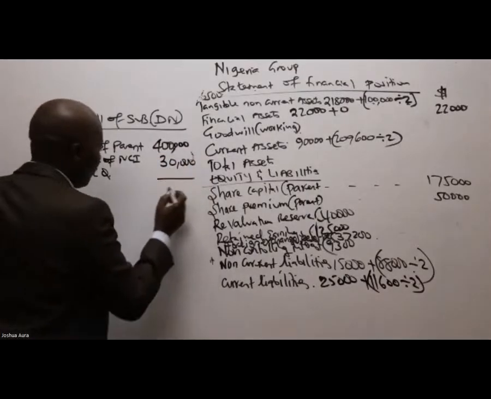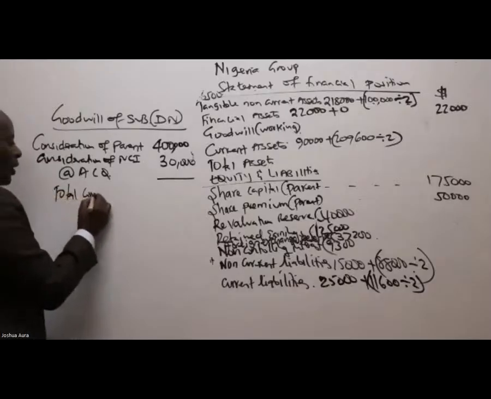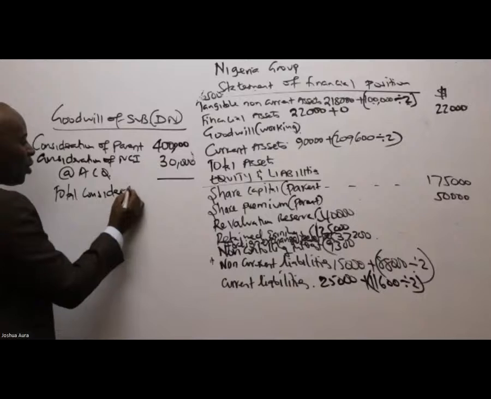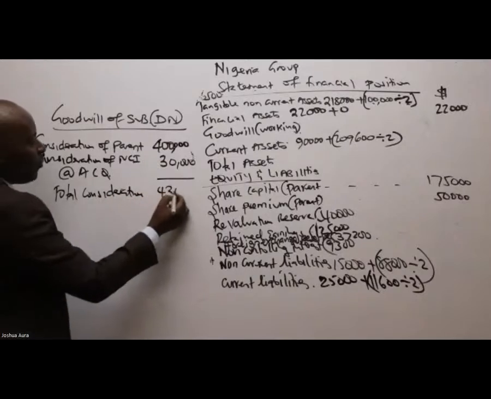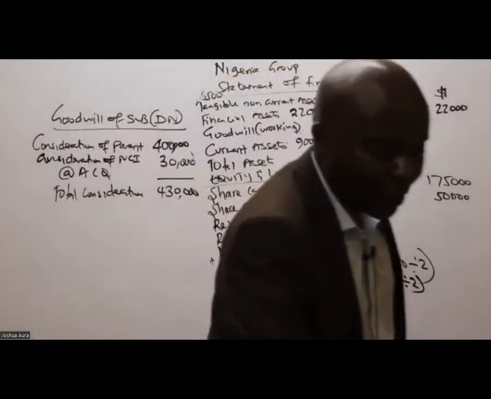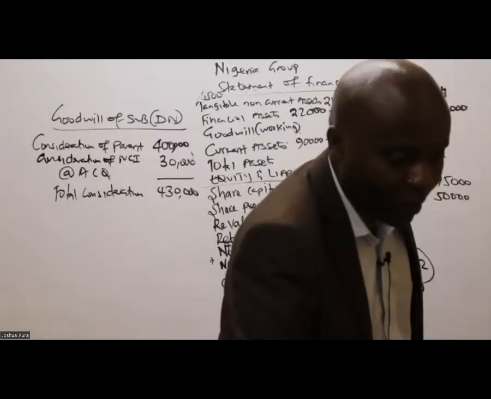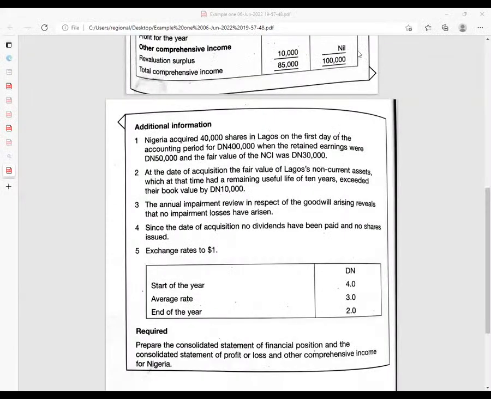So come and give us the total consideration. That will be 430,000. Is it 30 or was it 50? Let me check again. Yes, it's 30, thank you very much.